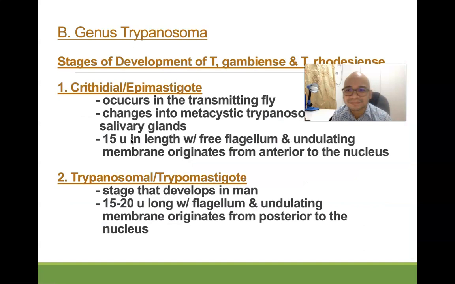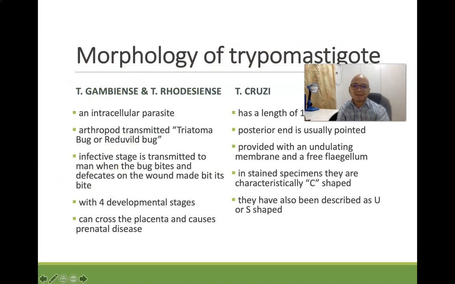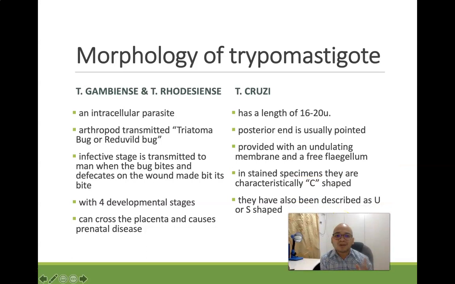Okay, so what are the species? The species are Trypanosoma gambiense and rhodesiense. So these two are intracellular parasites, arthropod transmitted, known as the Triatoma or the Reduvid bug, I'm sorry again for the typo. The infective stage is transmitted to man when the bug bites and defecates on the wound made by its bite.